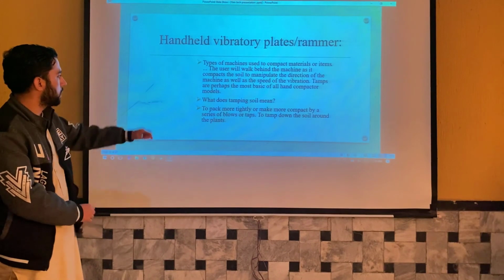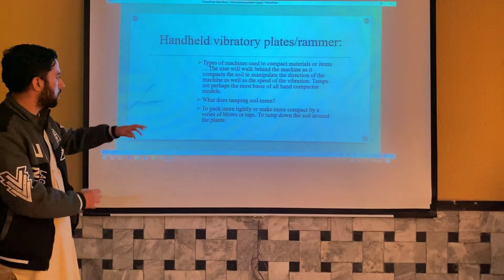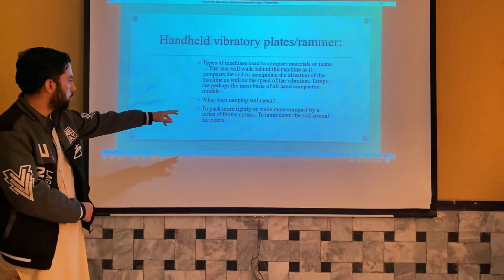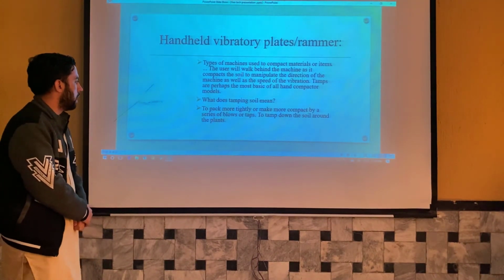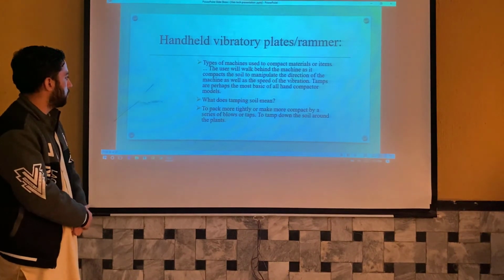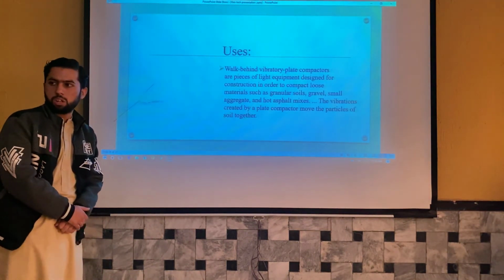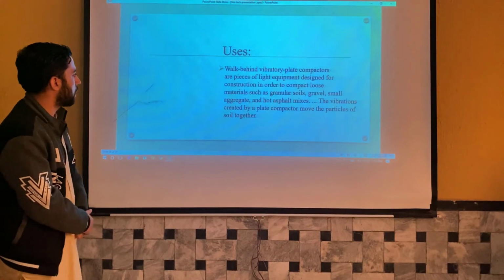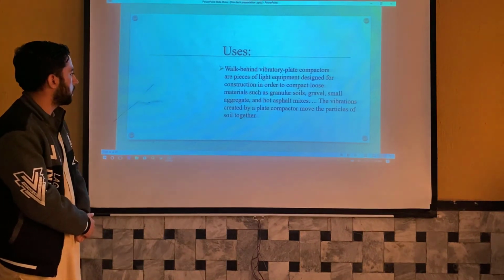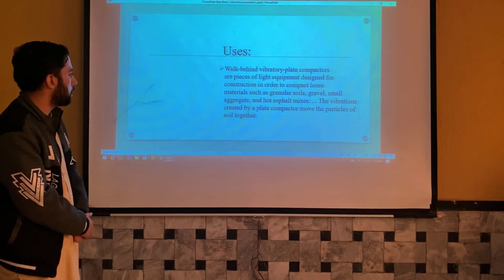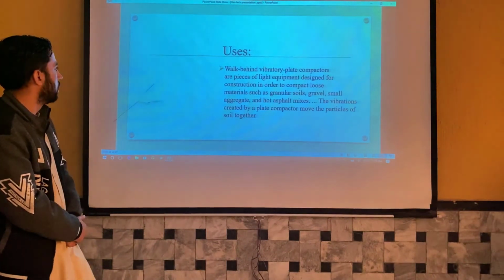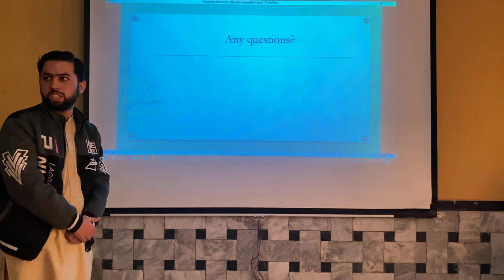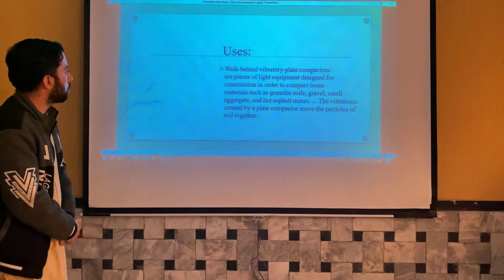And what does tamping soil mean? Tamping soil means to tightly compact the particles of the soil by a series of blows or taps, to tamp down the soil around the plants. And where is it used and for which soil? It is used for loose soils such as granular soil, gravel, small aggregate, and hot asphalt mixes. The vibration created by a plate compactor moves the particles of the soil together. The limitation of this type of machine is that it is not used for large areas, it is used for small areas. And thank you for listening.